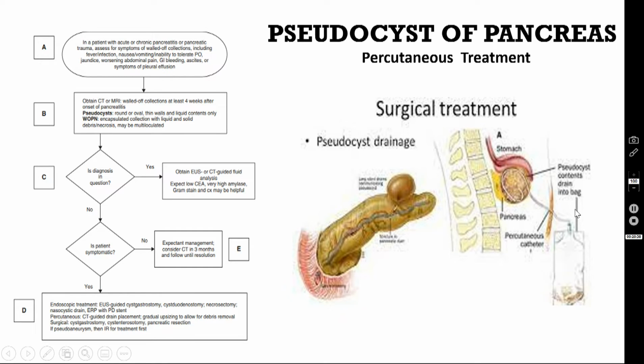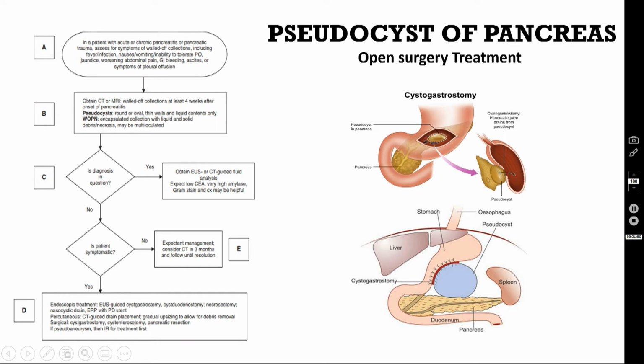It will never heal. So we won't put percutaneous drainage for a walled off collection. Whereas if it is a pseudocyst without any connection to the pancreatic duct, then we can try this percutaneous treatment of the pseudocyst of the pancreas. Because there is no connection with the pancreatic duct, the patient won't go for a pancreatic fistula.